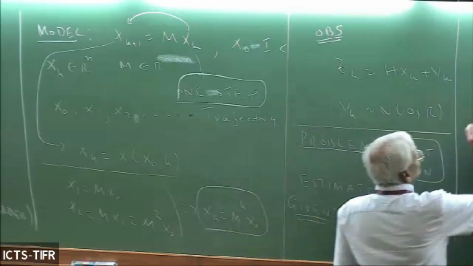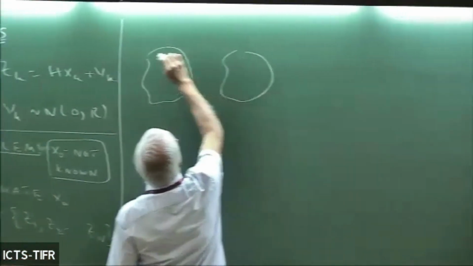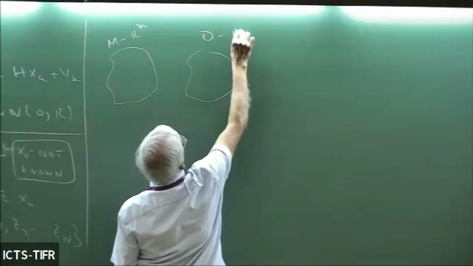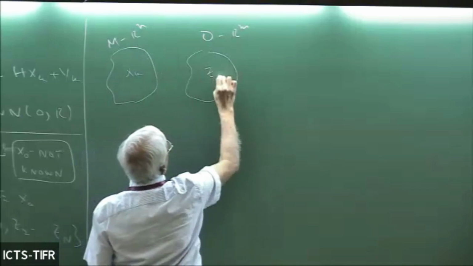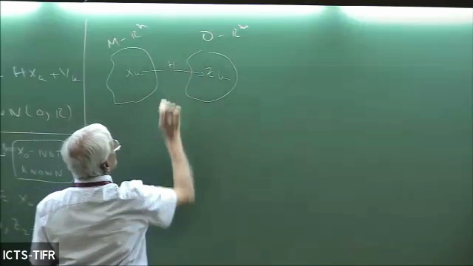So let's go back to our famous diagram. This is the model space. This is the observation space. This is Rn. This is Rm. So xk evolves around here. zk evolves around here. xk and zk are related by H.